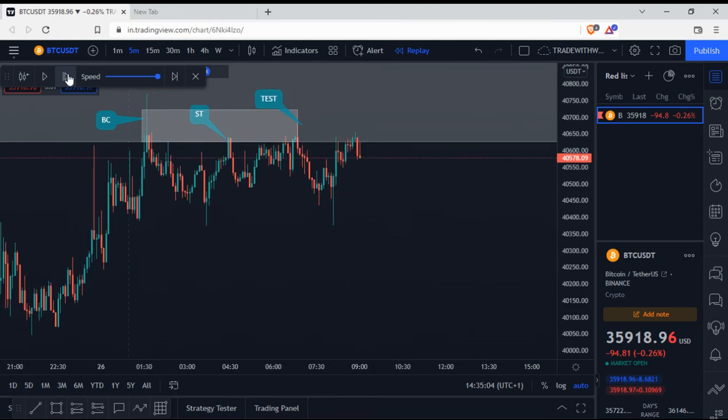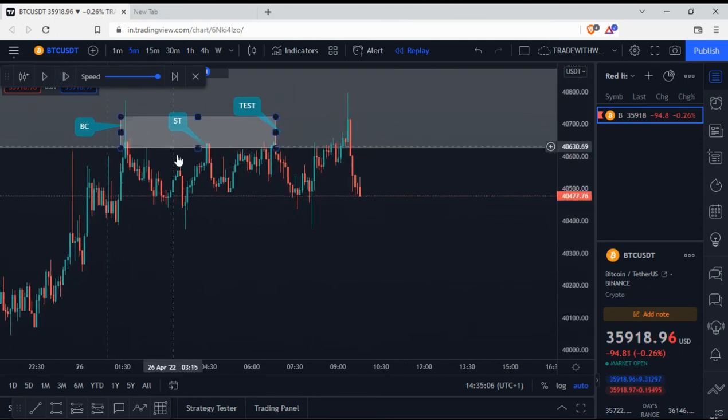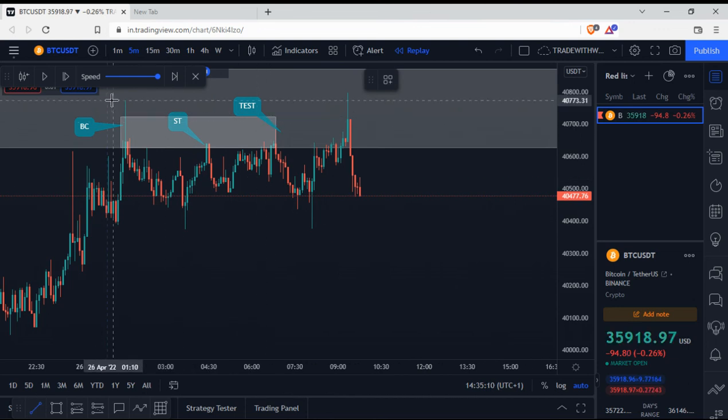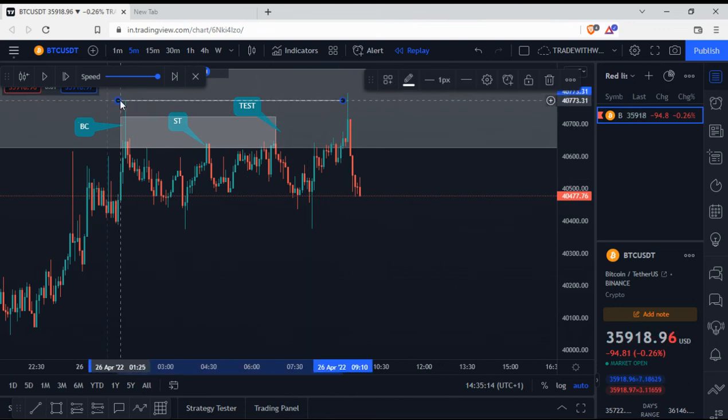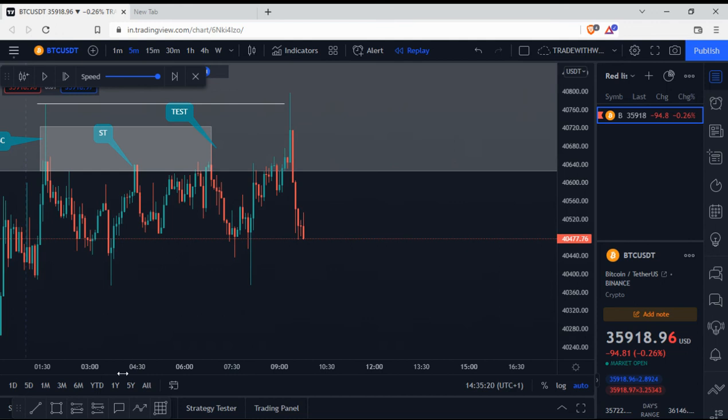I'm waiting for that liquidity grab. Can you see that now? Okay, so it took out the liquidity of this high here. You can see that is the buying climax. It took out the liquidity of the buying climax. So when we see that sort of liquidity grab, we know that yes, the market is ready to sell. And then this is the supply zone here.